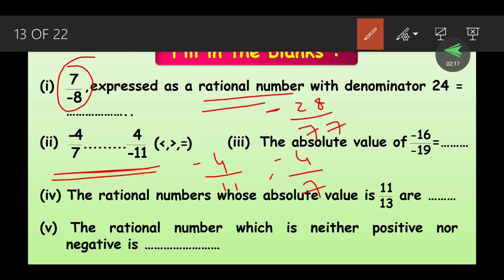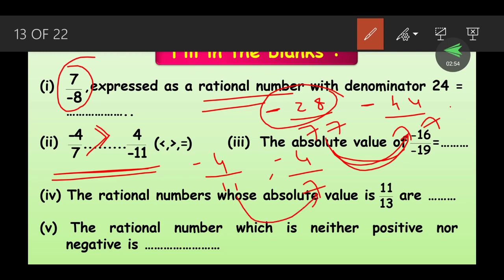Minus 4 by 11, here we have to multiply with 7, so that denominator will become 77. With 7 we multiply, what we will get? Minus 28 by 77. Here denominator part is same. Minus 28, minus 44. Here lesser value will have greater value because of minus sign. So what we can write? The first fraction is greater than the second fraction. Like that we can make the denominator equal and we can compare the numerators.